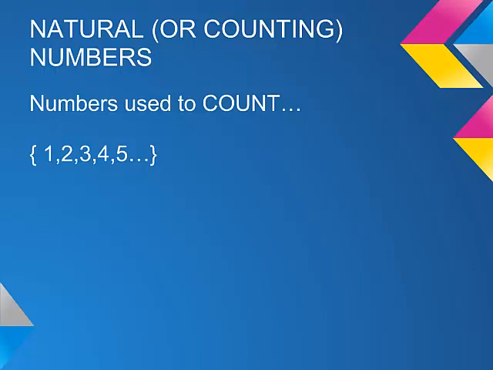Now, unfortunately, someone decided that we would call these natural instead of counting. So most of the time they're referred to as natural. However, I wish they would have called them counting, but for consistency with the book, we'll just call them natural. So natural numbers are these counting numbers, 1, 2, 3, 4, 5.